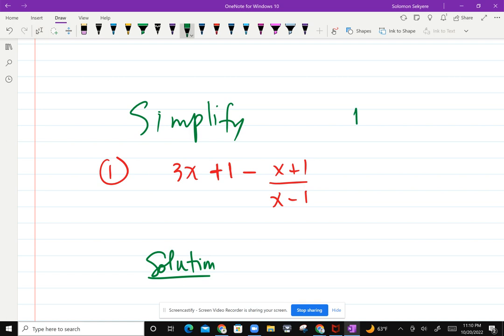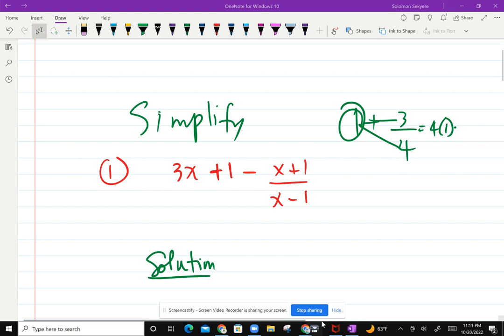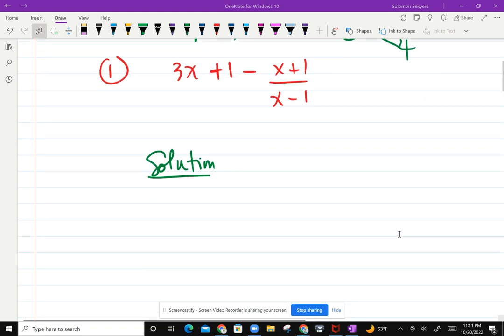Okay, so if you're given 1 plus 3 over 4, what do you do? It is 4 times 1 plus 3 all over 4. 4 times 1, and then you add a 3, and then you divide everything. Okay, so a similar thing we're going to do over here. So we have 3x plus 1 minus x plus 1 over x minus 1.